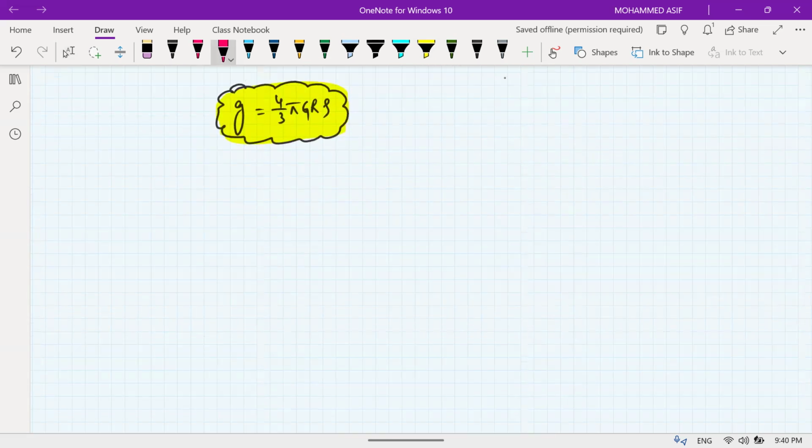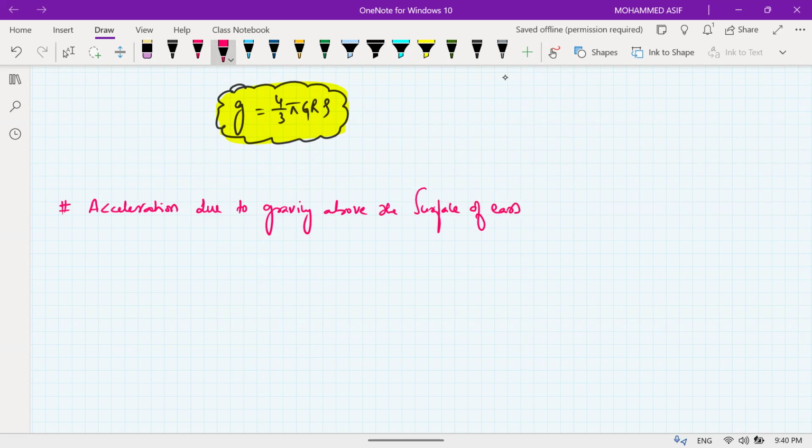Next heading. Acceleration due to gravity above the surface of the earth and below the surface of the earth.